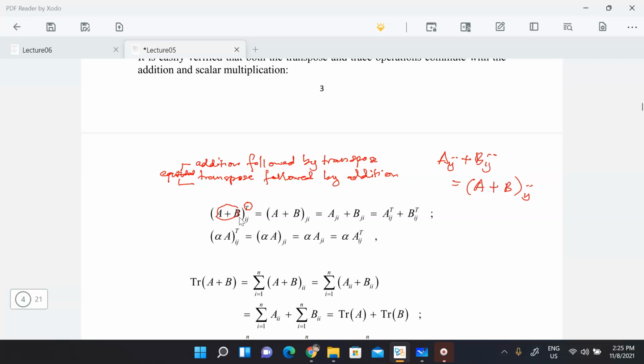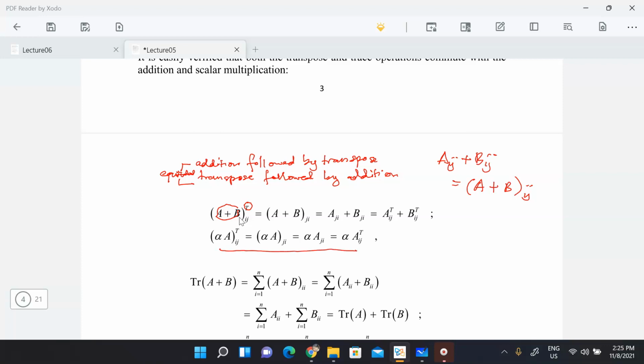In the case of scalar multiplication, you can also ask the same question: which one should you do first, scalar multiplication first, or transpose first? Well, it doesn't matter again in this particular case. So that's easier to do.